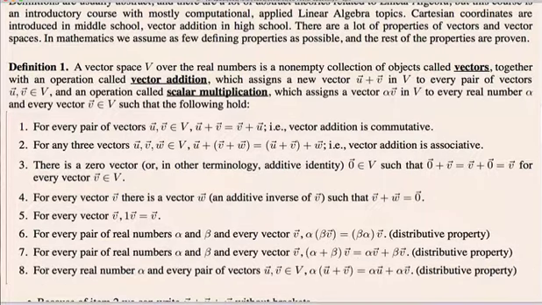Property 8, for every real number alpha and every pair of vectors u and v, alpha times (u plus v) equals alpha times u plus alpha times v. This is again called distributive property, but this is now with respect to the vector addition. So we are distributing scalar multiplication through vector addition, term by term.